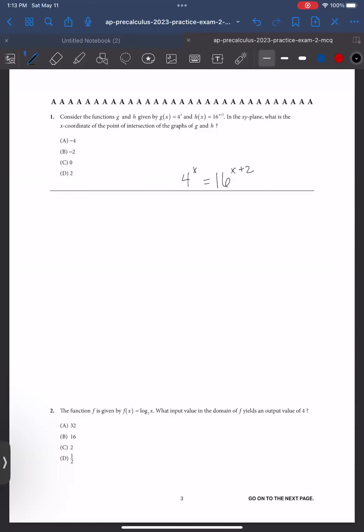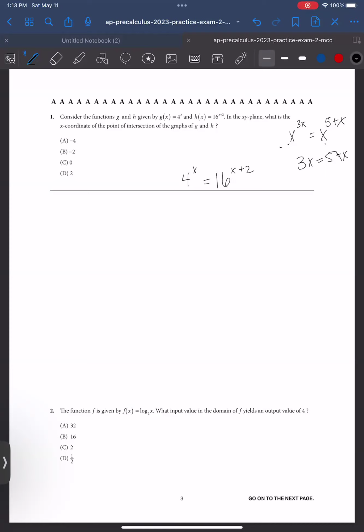I have to bring the exponents down, but how do I do that? Not with the log. There's a special little rule that we've gone over, that when the values have the same base, I can just say, for example, 3x equals 5 plus x. Do we remember this rule?